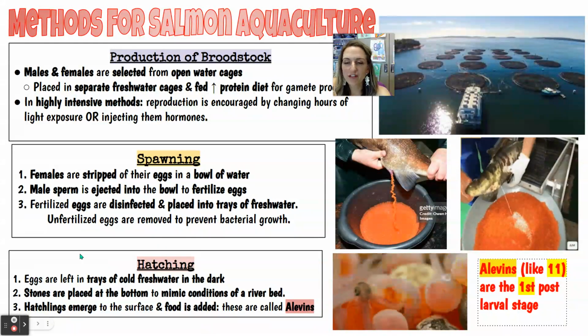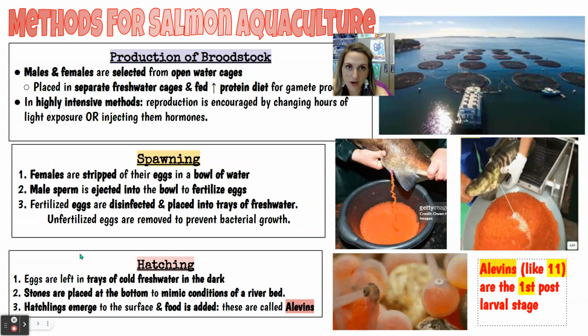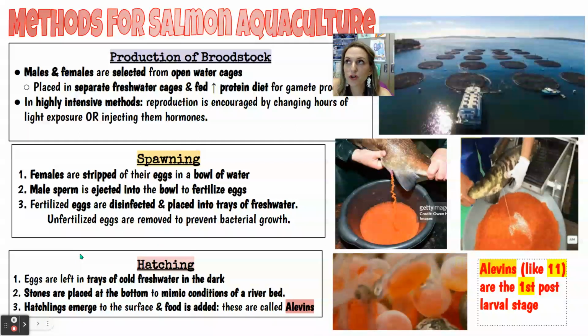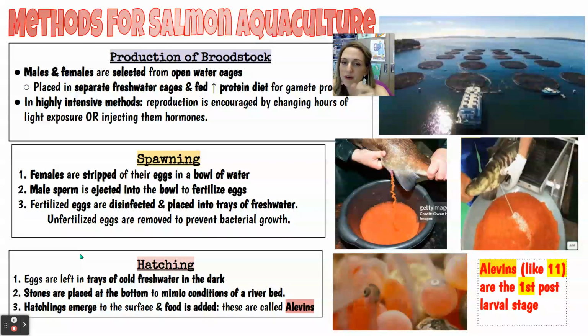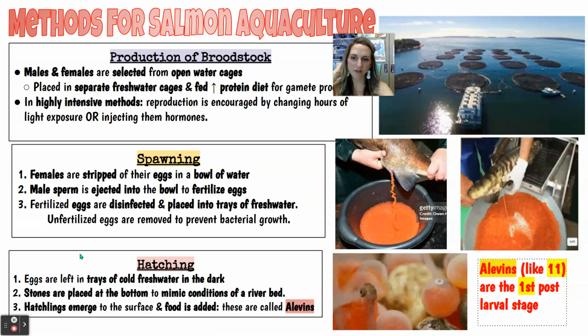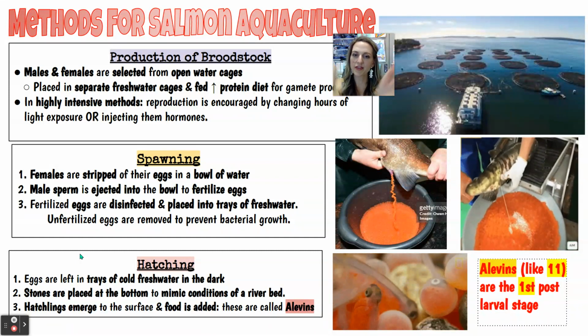Hatching. The eggs are left on trays of cold fresh water in the dark. This should mimic the freshwater riverbeds that they do develop in. Stones are placed at the bottom to mimic conditions of the riverbed. The hatchlings will emerge to the surface, and then food will be added.